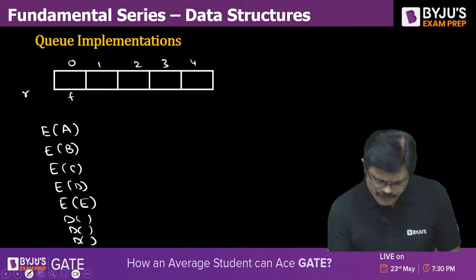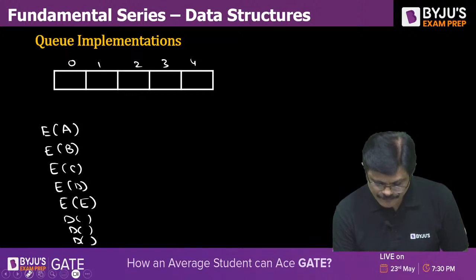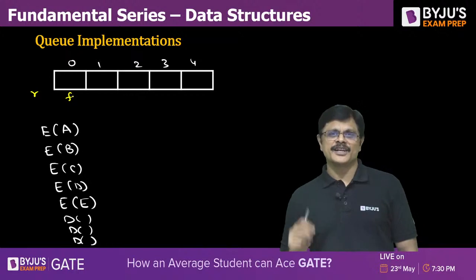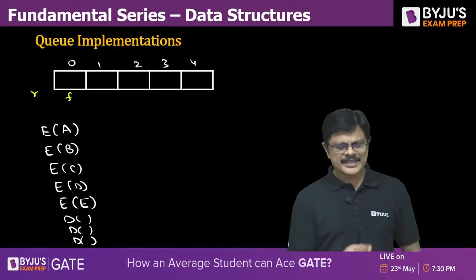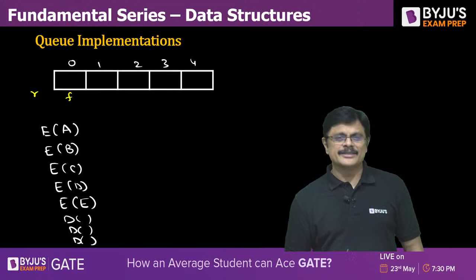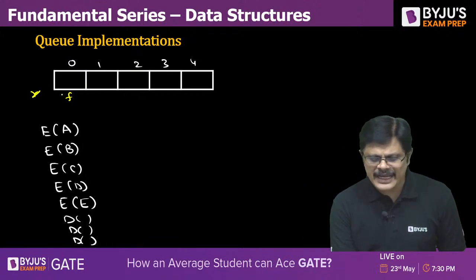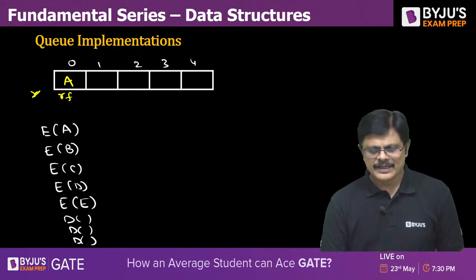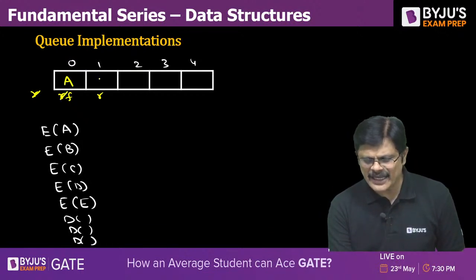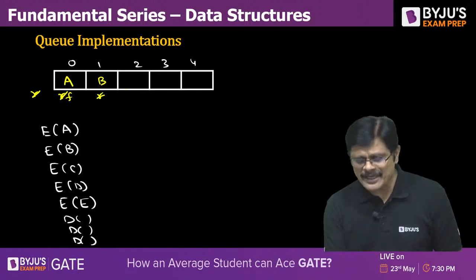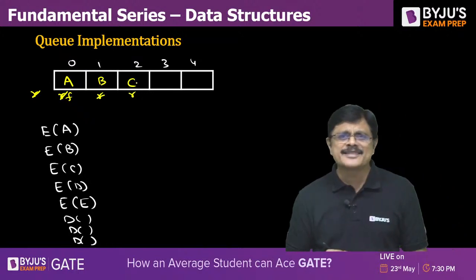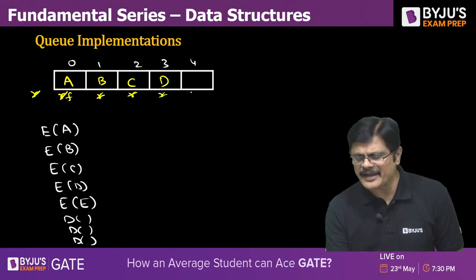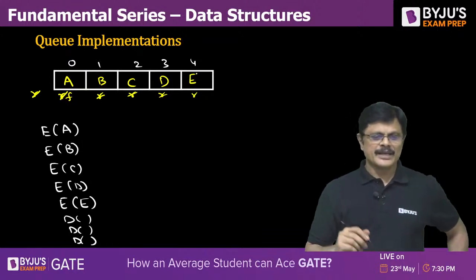Let us use some yellow color or different color. Rear is here and front is here initially. Am I clear? Rear is here and front is here. Now what happened? Your NQing means rear is incremented because it is not full, you can NQA. Then again NQ means rear is incremented and you NQB. Again you NQ element, rear is incremented and you NQ the element C. Again rear is incremented, you NQ D. If you want E means rear is incremented and you can do. This is wonderful.